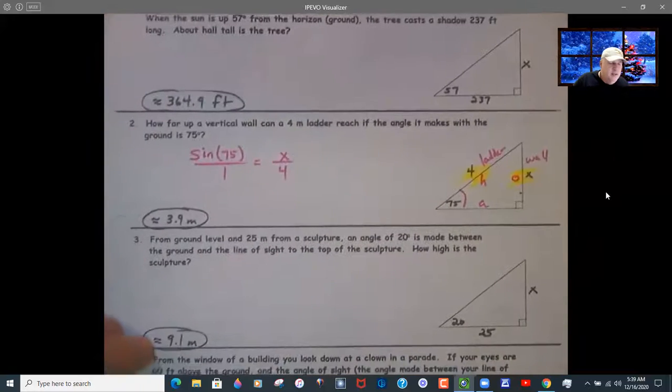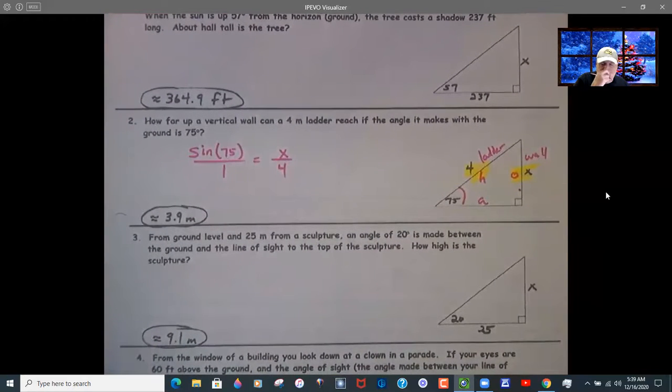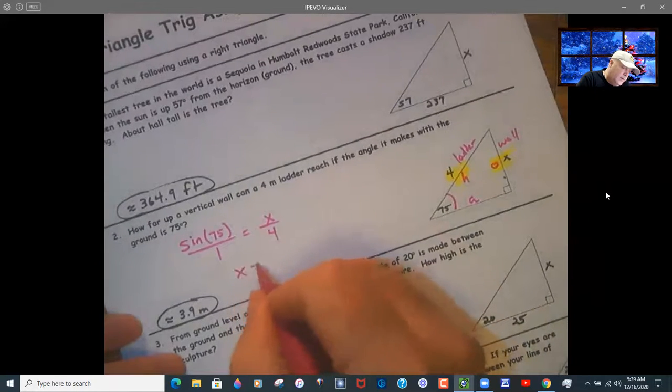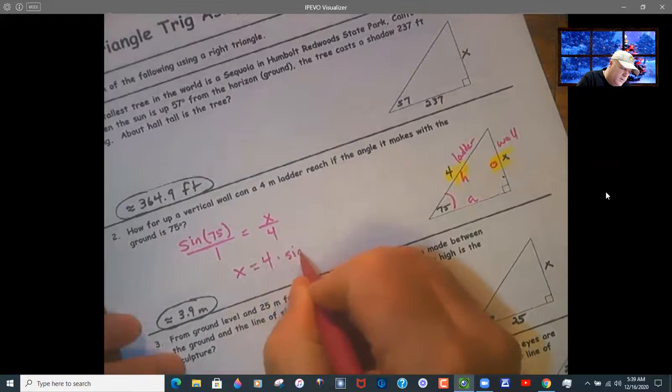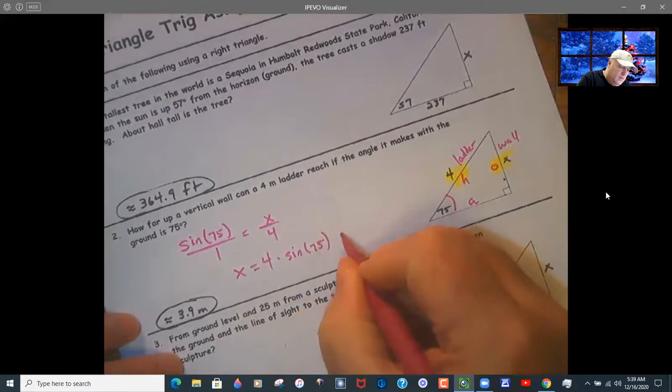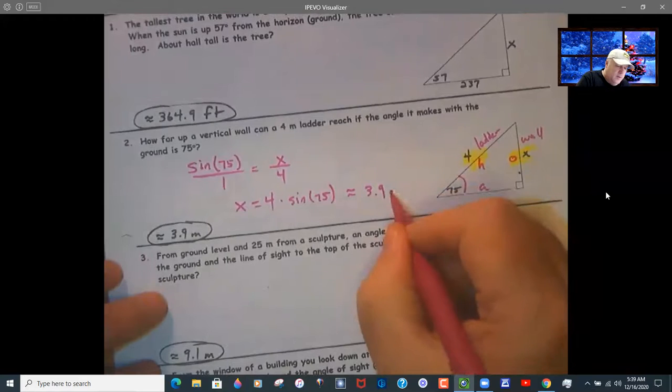Now, most of the time in word problems, it's tangent. Like literally on almost all the rest of these, it's a tangent function. So X is 4 times sine 75. So see on this one, we did not have to divide. So it just depends on where X is.